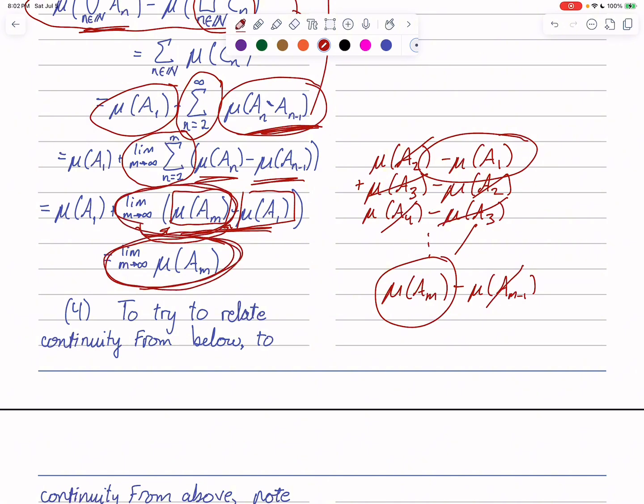Now, what about the second term? Well, when we get over here, the limit of this constant, you just eliminate the limit. The limit of the constant is just equal to that constant, so you get minus mu A1. But we also have this mu A1 over here. They cancel each other out, and that's why they don't show up in the next line.